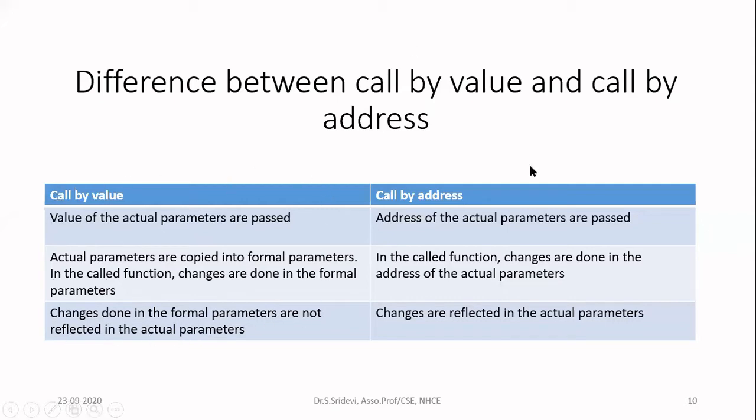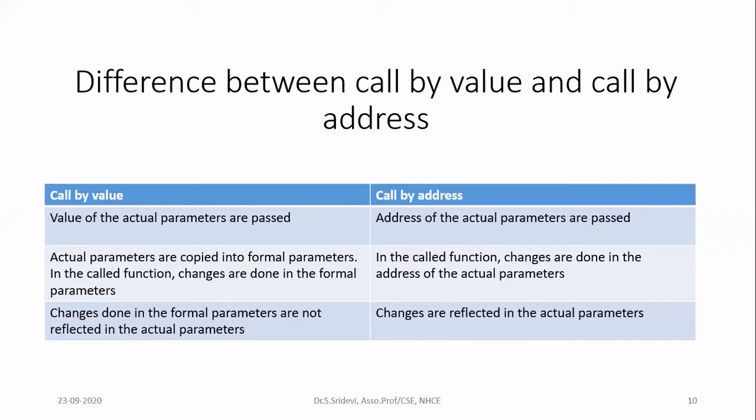Whereas in call by address, in the called function, we have made changes, but the changes are made in the address of the actual parameter itself. Since you have made the changes in the address of the actual parameter, all the changes are reflected in the actual parameter in the main function also. So you should be careful when you go for call by value or when you go for call by reference or call by address.